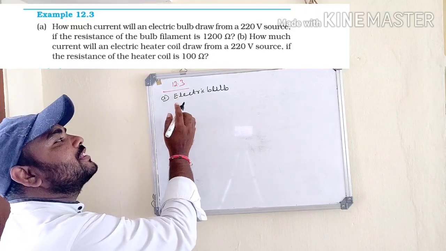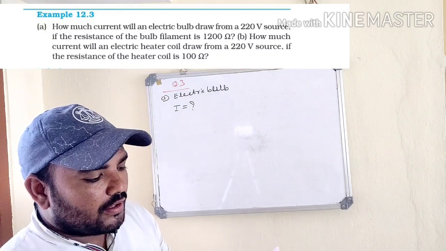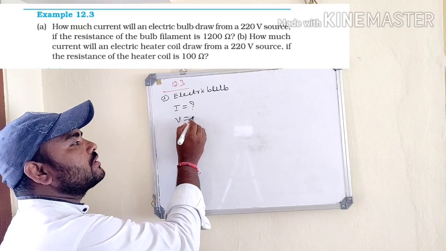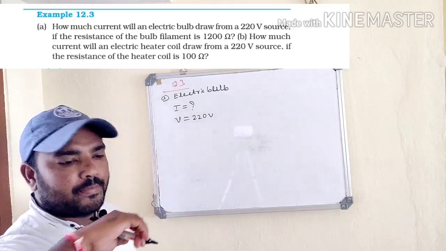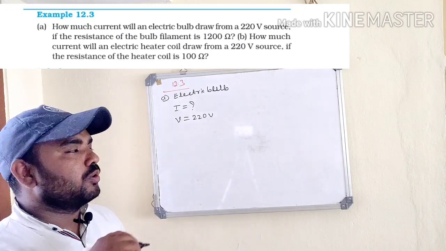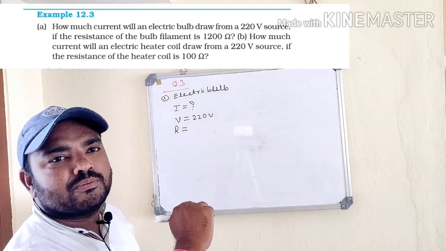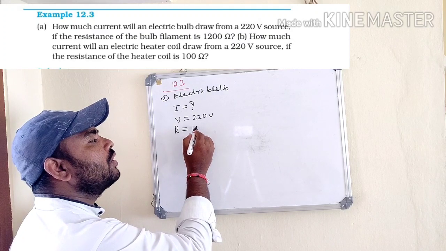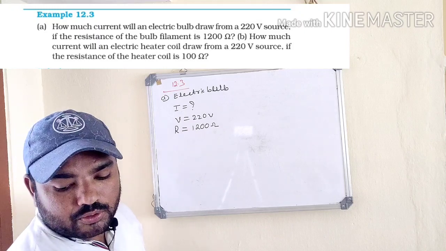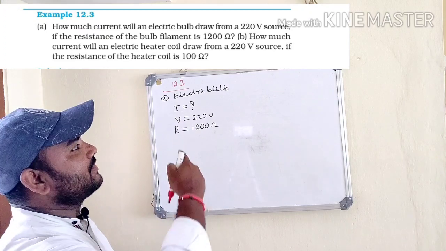Means, how much current is it going to draw, which one? The electric bulb, so the question mark is current. From a 220 source, 220 source means the voltage, the potential difference, is 220 volt. If the resistance of the bulb filament, the tungsten wire present inside a bulb, is 1200 ohm, now what we need to calculate is the amount of current drawn by the bulb.